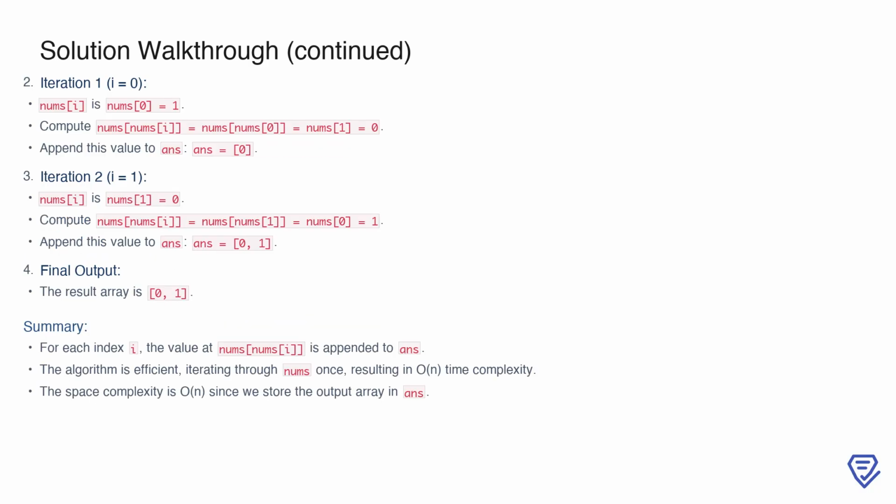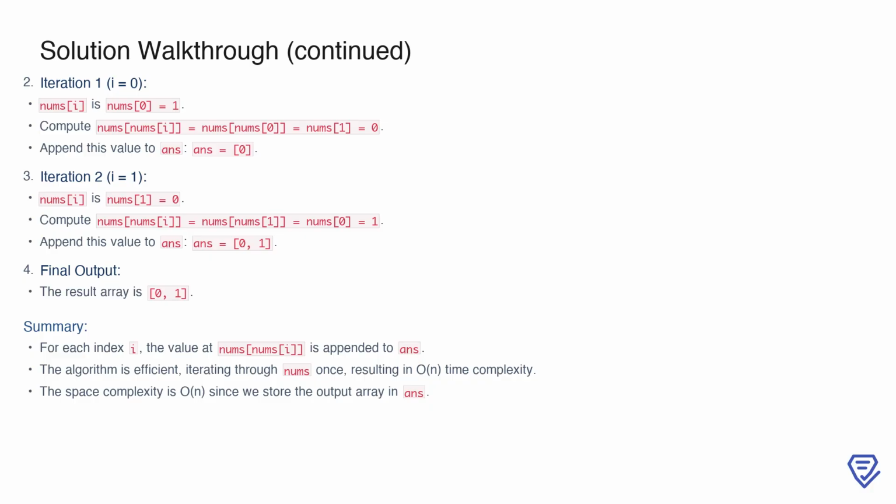For the second index, i equals 1, nums[i] is 0. Computing nums[nums[i]] gives nums[0] equals 1. Adding this value updates ANS to [0, 1]. With no more elements to process, the final output for this example is [0, 1].